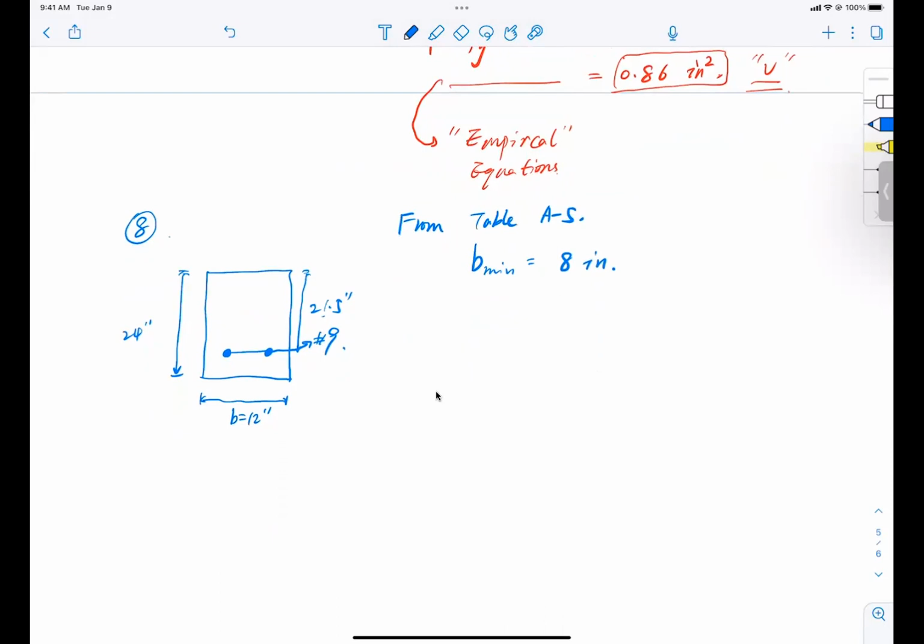What if I want to be mean? Bob is always mean, okay? I want to make it harder in the exam, right? So you understand, I say calculate this. Calculate b minimum. How are we going to calculate b minimum? How are you going to do that?